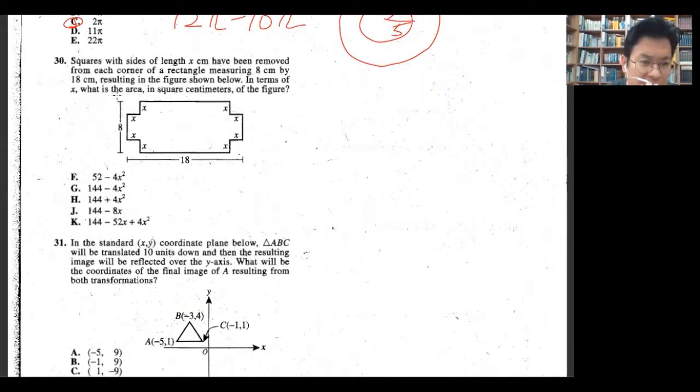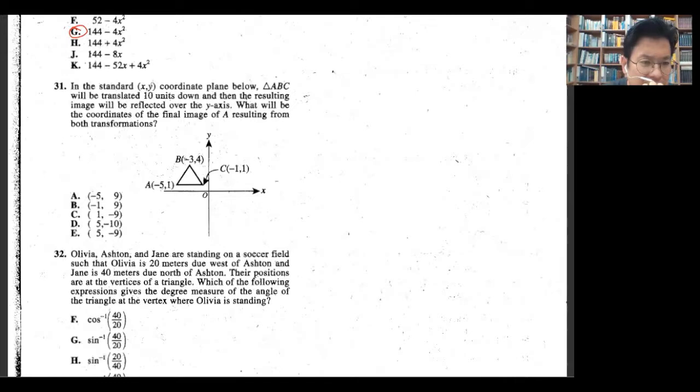In terms of x, what is the area of this one? So we can just get the rectangle of this one first. Okay, so 8 times 18 minus 4 corners, which is x times x, 4x squared. So 144 minus this much.